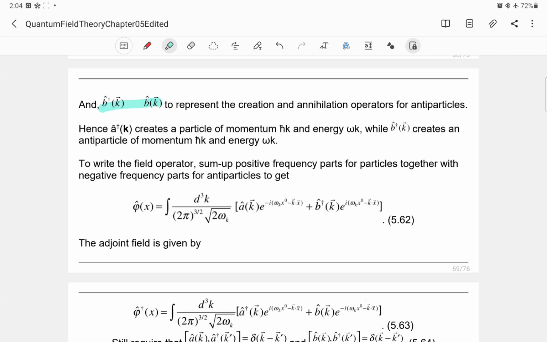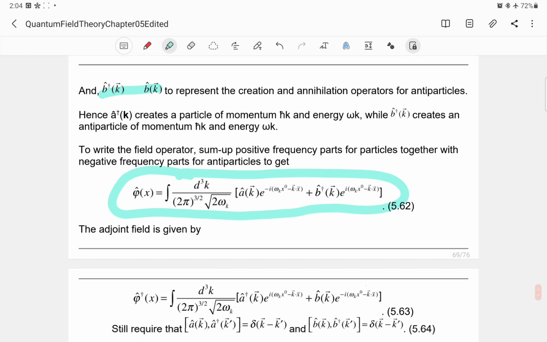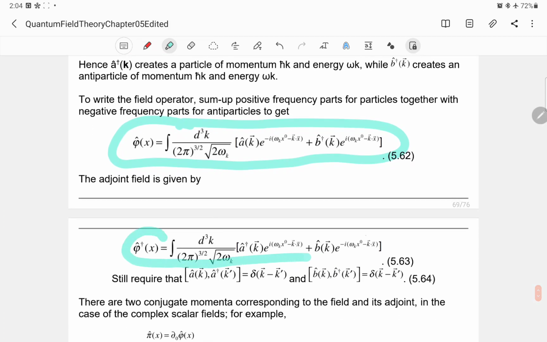So to write the field operator, we take the sum of positive frequency parts for particles together with negative frequency parts for antiparticles. So we have this as our field operator now. And of course the adjoint field is given by this one. And the commutation relation still follows this one.